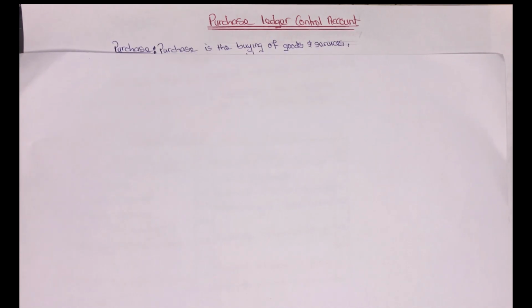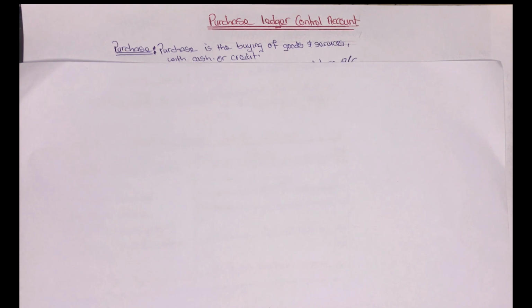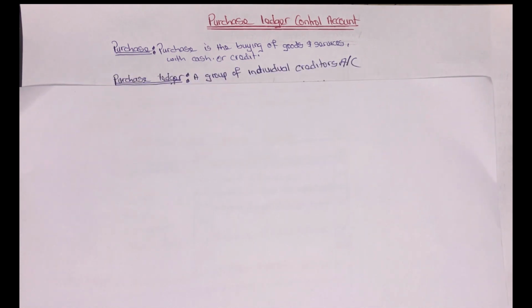So what is purchase? Purchase is the buying of goods and services with cash or credit. So when you buy goods and services, you either make payment with cash or you buy on credit. That is purchase. And then what is a purchase ledger?